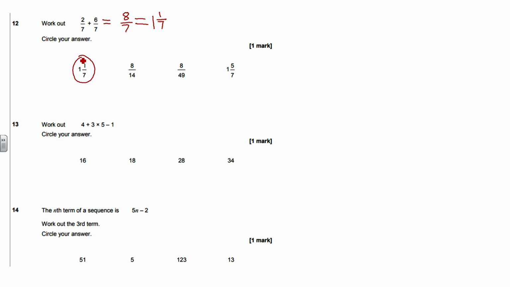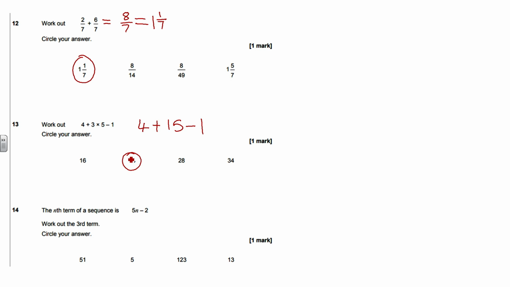Question 13 is a BODMAS question, or BIDMAS question, for those who prefer to state it that way. So we have to remember that multiplication happens before the addition and subtraction, and equally important, we must also remember that the additions and subtractions, once that's all we've got left, just happen left to right. So what is 4 add 15? 19, take 1 is 18.